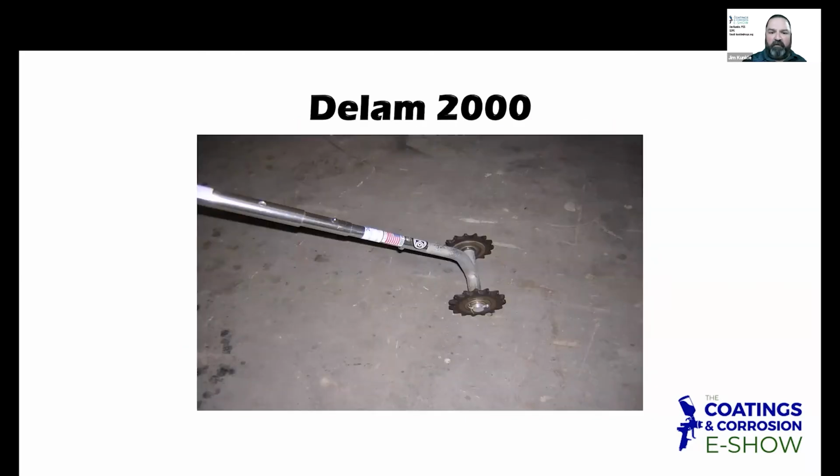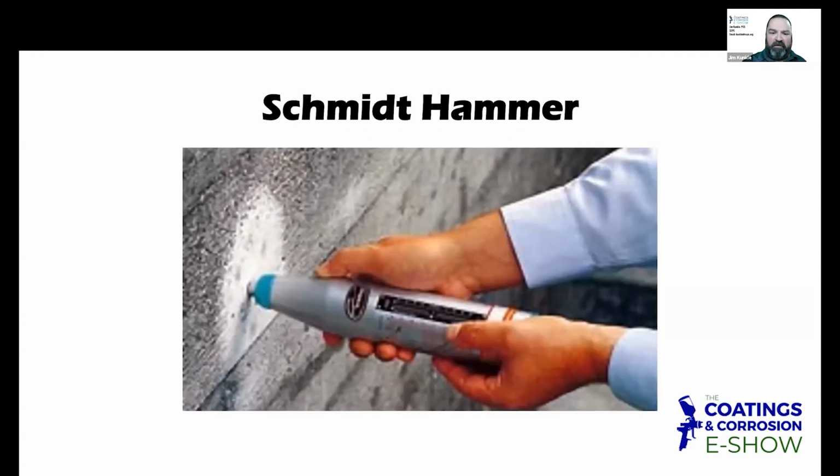Now, a DLAM 2000 tool that's here, you can see it's a metal wheel and you roll it. This is typically used a lot of times on concrete walls, columns, ceiling areas where you'll roll it. And again, you're going to be listening for any type of sound issues. And you want to make sure you mark those areas, catalog or document them, and photograph those areas so that after the surface prep, you can go back and reassess those areas.